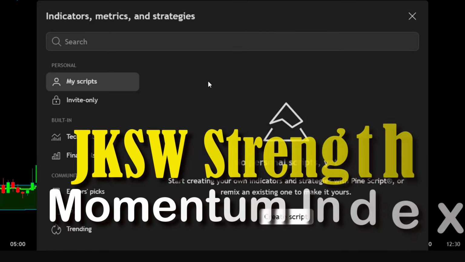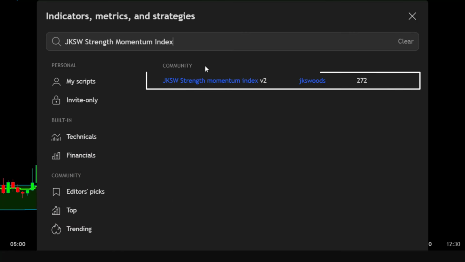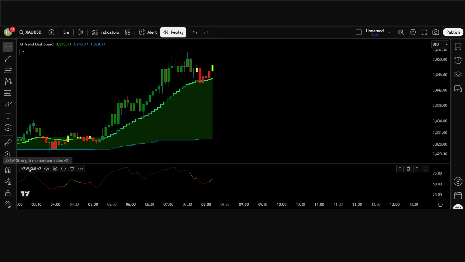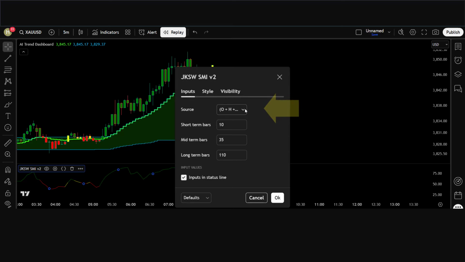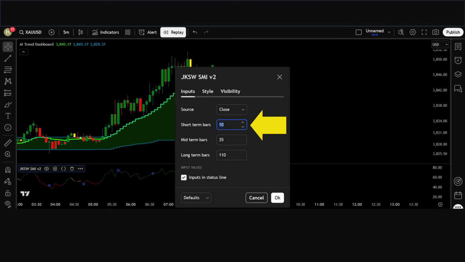Search for JKSW Strength Momentum Index. Add it to your chart. Adjust the settings. Set source close. Short-term bars 7 to 10. Mid-term bars 27 to 35. Long-term bars 124 to 110.